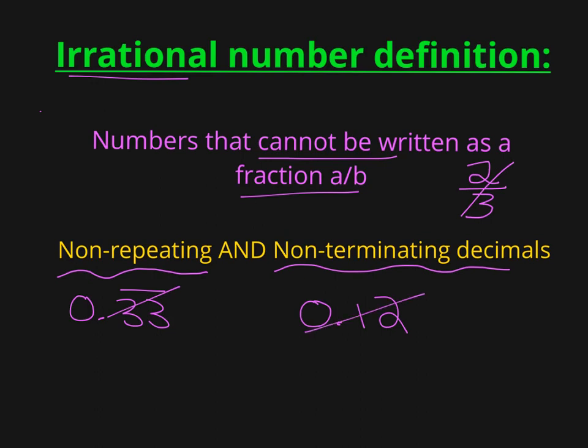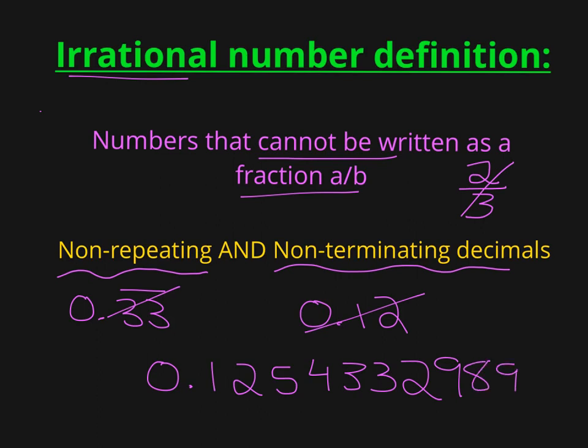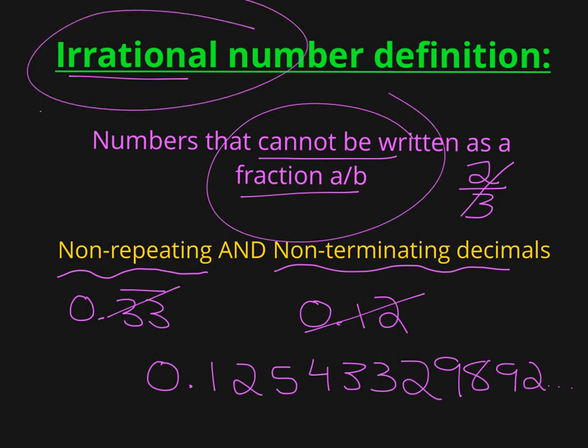So let's think about this. If it doesn't stop, it has to go on and on forever, but it does so without a repeating pattern. So these numbers would go on and on forever, but they're non-repeating. That is a decimal that cannot be a fraction, therefore it is irrational.